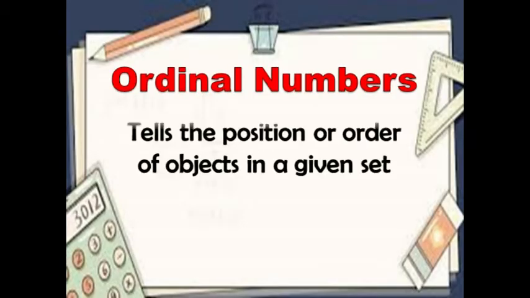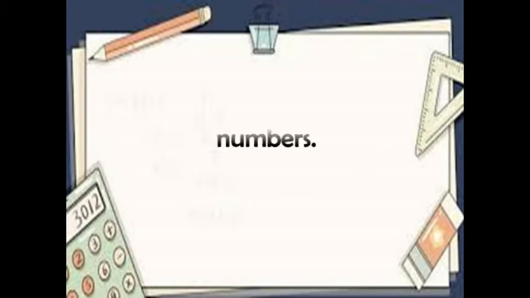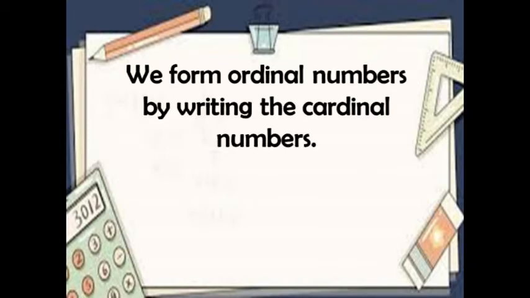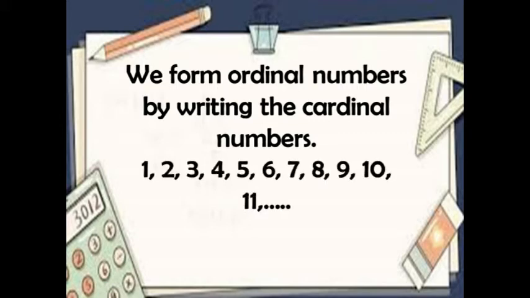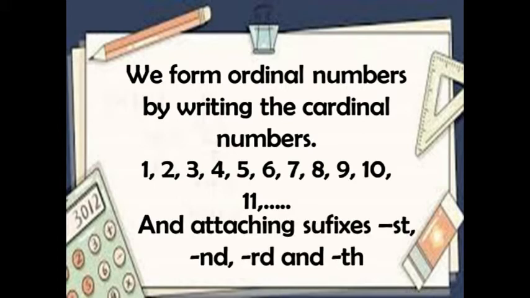Ordinal numbers tell us the position or order of objects in a given set. And we form an ordinal number by writing the cardinal numbers. So what are the cardinal numbers? These are the numbers 1, 2, 3, 4, 5, 6, 7, 8, 9, 10. We can create the ordinal numbers by attaching the suffixes st, nd, rd, and th to each number.